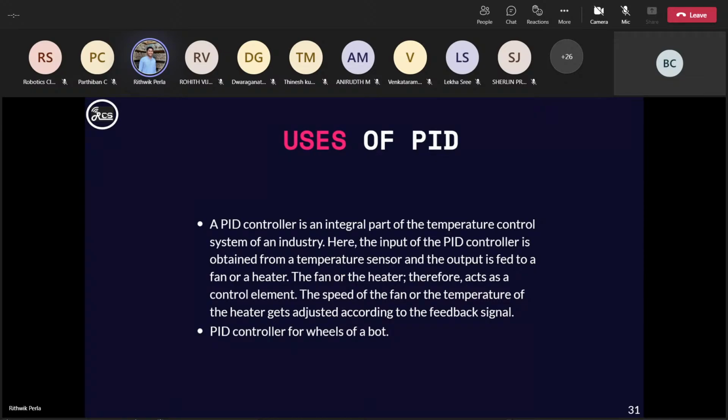35 minus the output you got, suppose 40 degrees Celsius, so 5 is sent as the error, and then the input is accordingly decreased again. So depending on the output, the input is changed. It can either increase or decrease. Similarly, in a water heater it is used for maintaining temperature, whereas in a bot, PID control is used mostly in the wheels.